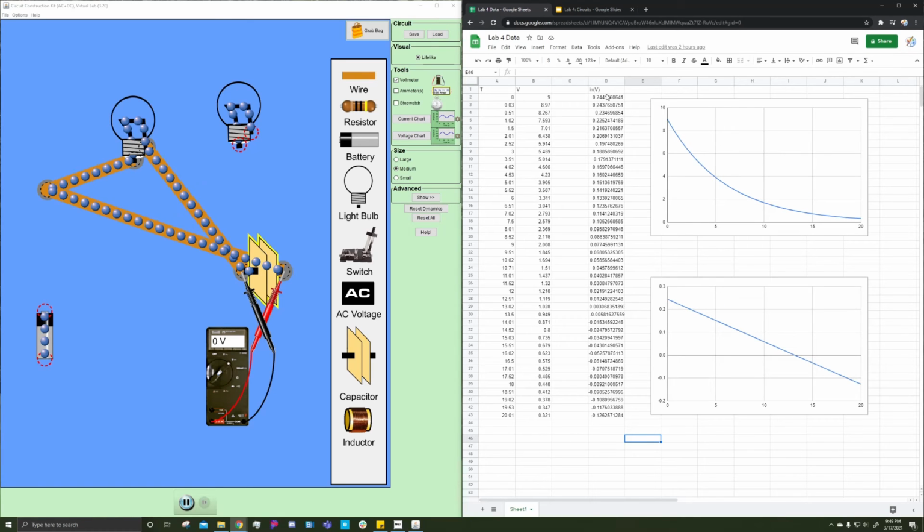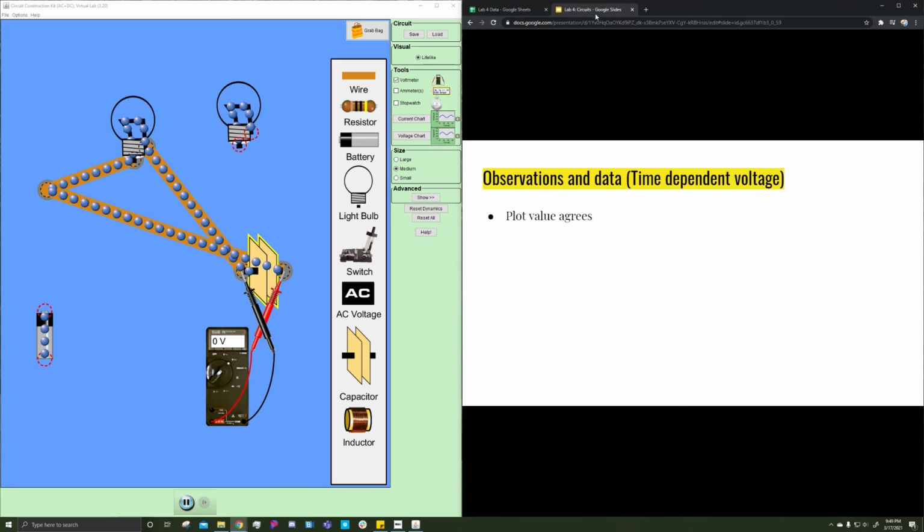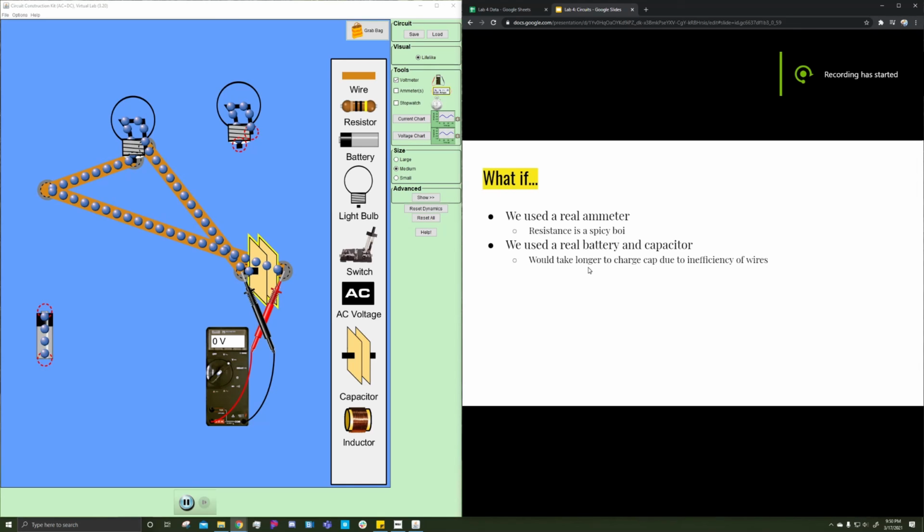And so what we did, this is just the pure time versus voltage difference, and you can see it's this exponential plot. And so when we take the natural log of the exponential plot, we get this nice straight line, and the value of the RC value lines up with the calculated one that we used with the PhET. The question was posed: what if we used a real ammeter?